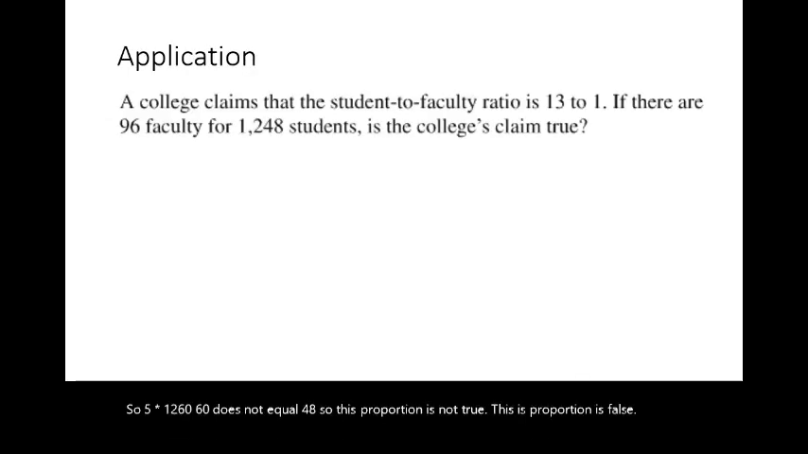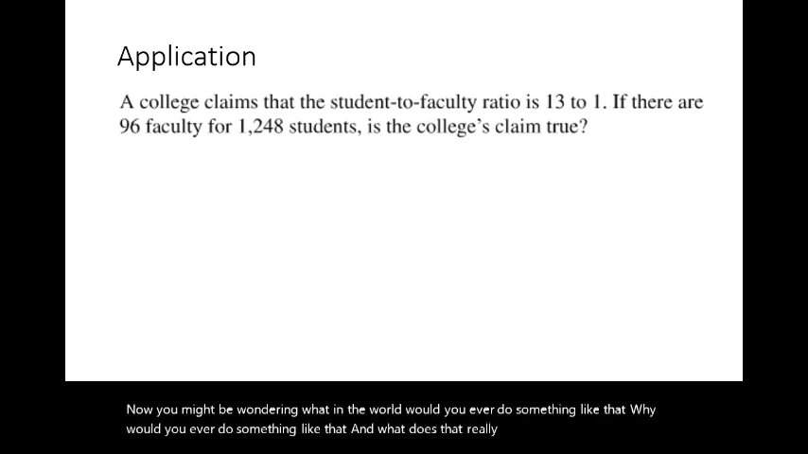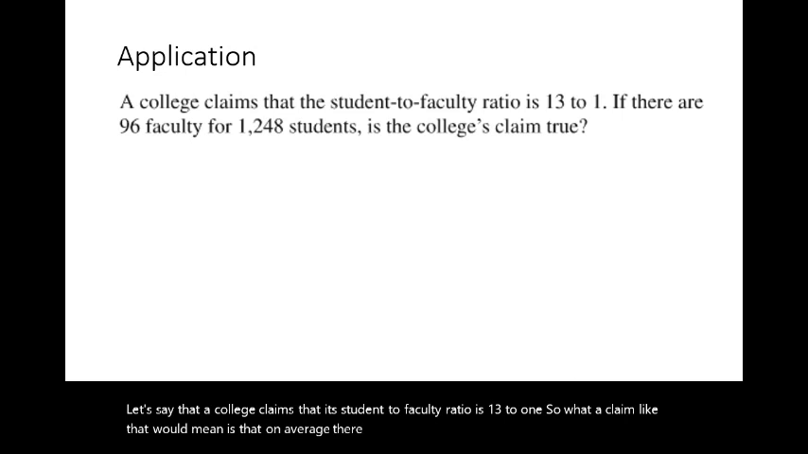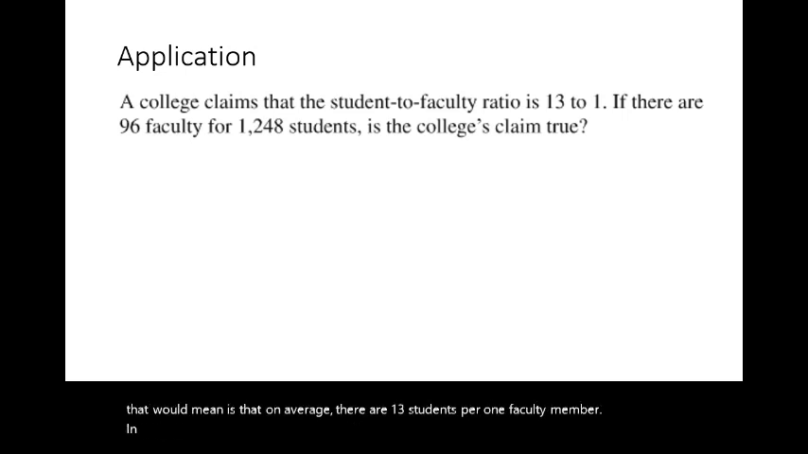Now you might be wondering, when in the world would you ever do something like that? Why would you ever do something like that? And what is that really used for? So let's say that a college claims that its student to faculty ratio is 13:1. So what a claim like that would mean is that on average, there are 13 students per 1 faculty member. In general, the lower the student to faculty ratio, the better.